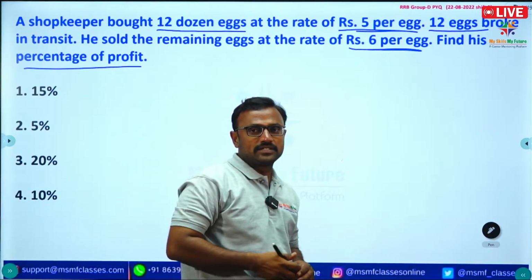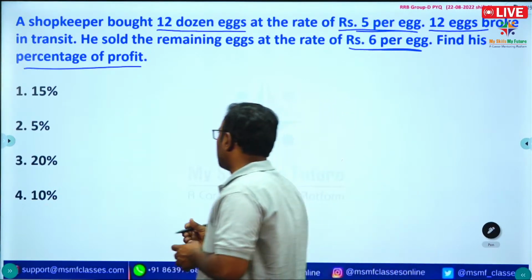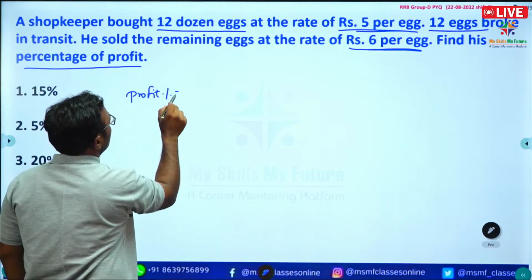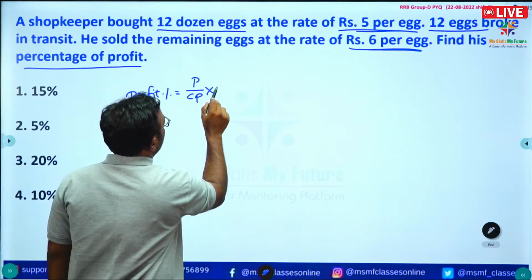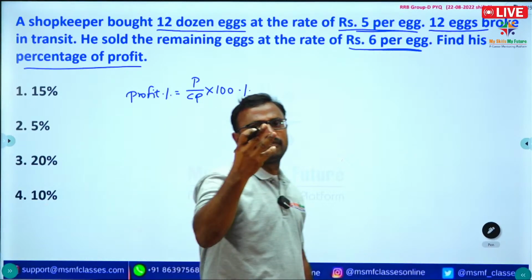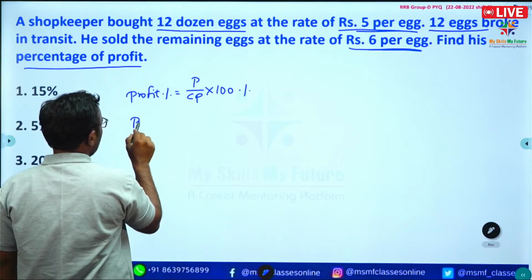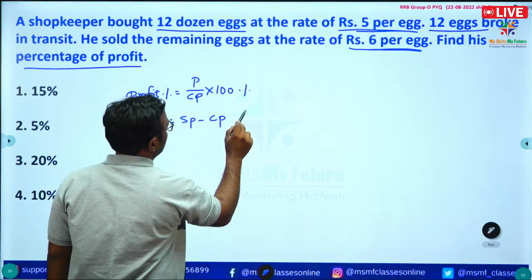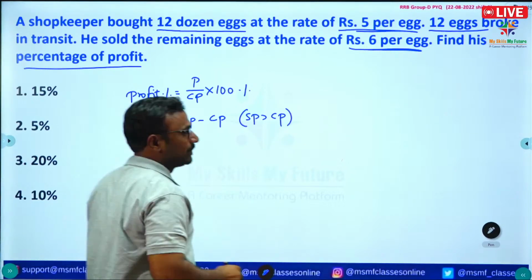Find his percentage of profit means we need to find the profit percentage. We have the formula: profit percentage is equal to profit by cost price into 100%. Profit is equal to selling price minus cost price, where selling price is greater than cost price.